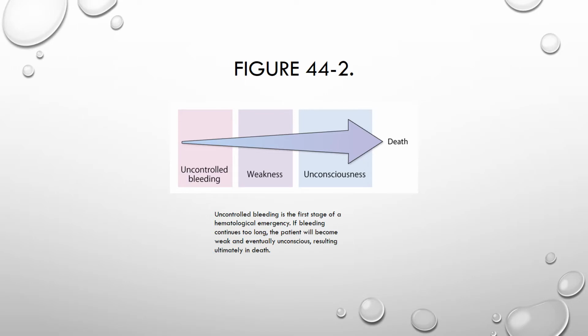Uncontrollable bleeding is the first stage of a hematological emergency. If bleeding continues too long, the patient will become weak and eventually unconscious and eventually dead.